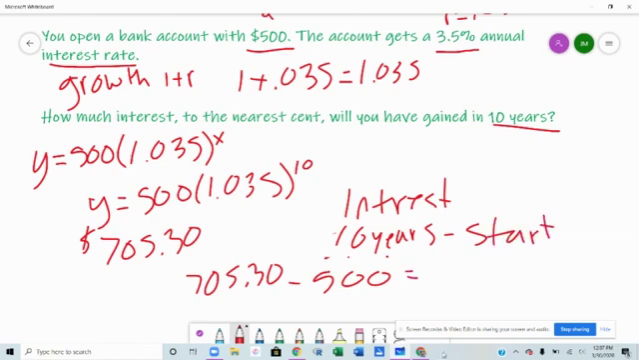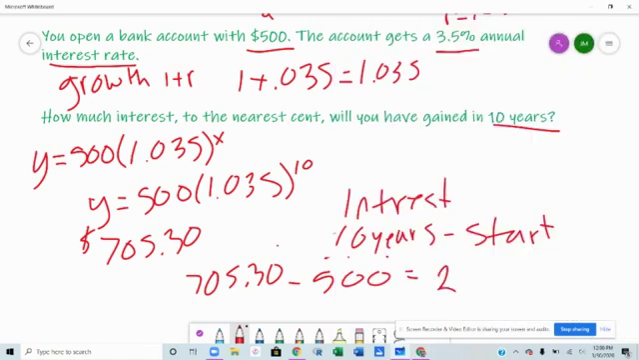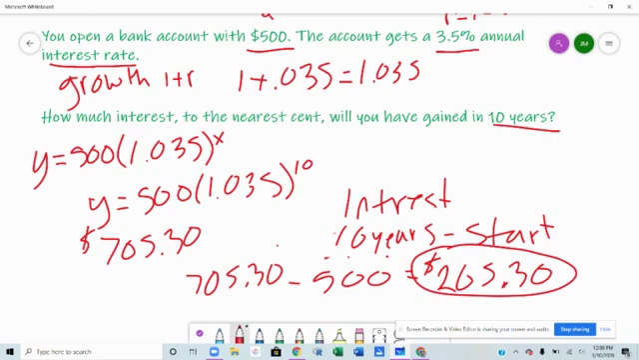So we're going to take our $705.30 and subtract how much we put in, and we're going to get $205.30. That is how much interest you got. That's your free money right there. You put $500 in the bank, you ended up gaining $205.30 after 10 years.